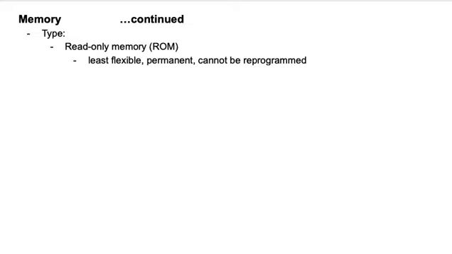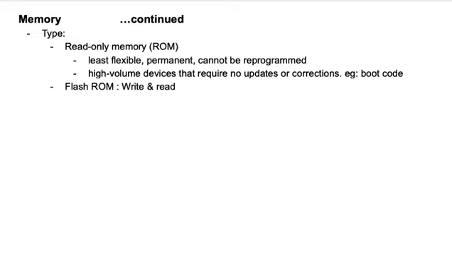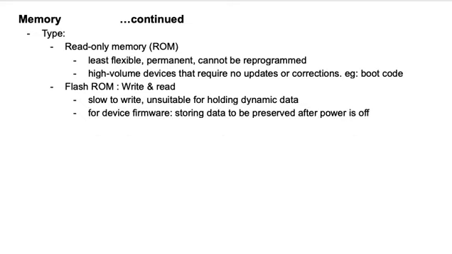Another aspect of memory is the type. Read-only memory is the least flexible, non-programmable, and permanent memory which is used by the embedded system for operations like the boot code. This type of operations do not require any updates or corrections.